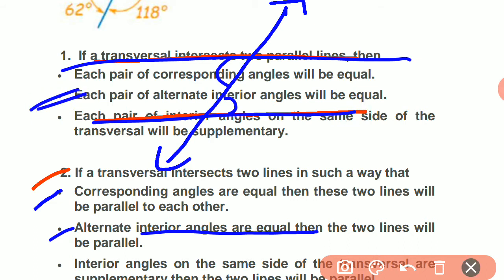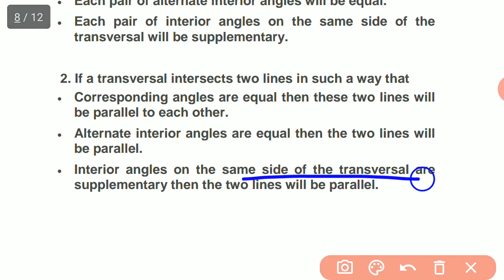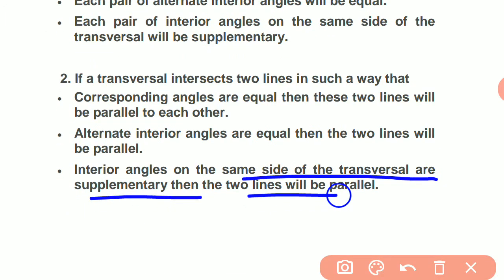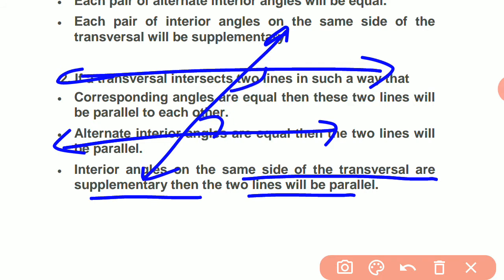Similarly, third, if the interior angles on the same side of the transversal are supplementary, then the two lines are parallel. Suppose these are the parallel lines and this one is the transversal, and the sum of these two angles is 180 degrees, then the lines will be parallel.